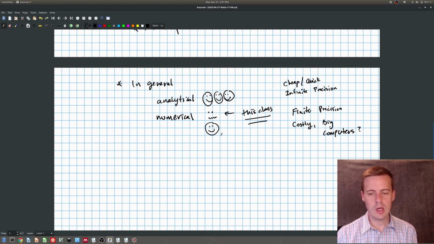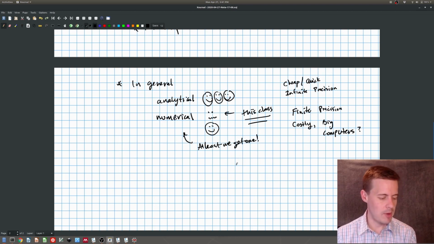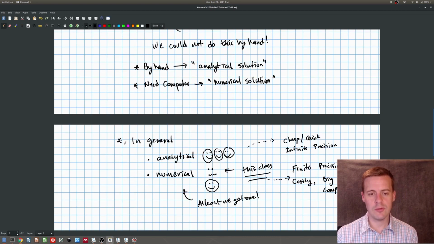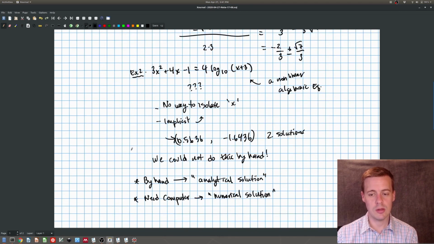So at least in a numerical solution, at least we get one. It's a big deal to have a solution rather than no solution. And maybe we need to be a little bit careful sometimes about costly or finite precision, but it's better to have some solution than no solution. So that's the difference between analytical and numerical solutions. Just want to point that out.